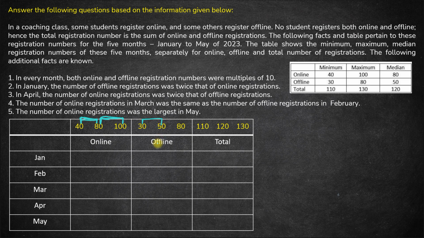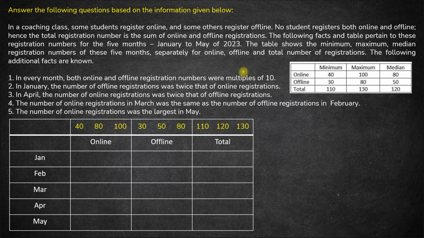For offline classes, there has to be one more value of number of registrations between 30 and 50, both included, and one more value between 50 and 80 included. Similarly, for total, there has to be one more value between 110 and 120 included, and between 120 and 130 both included. Fine.